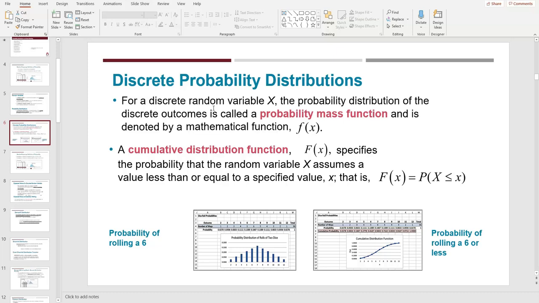Whereas a cumulative distribution function is the probability that a random variable assumes a value less than or equal to a specified value. In this case, the probability of rolling a 6 or less. That means it takes into account the probability of rolling a 6 or anything lower than a 6. Now we can see that in Excel ourselves to get a better understanding.